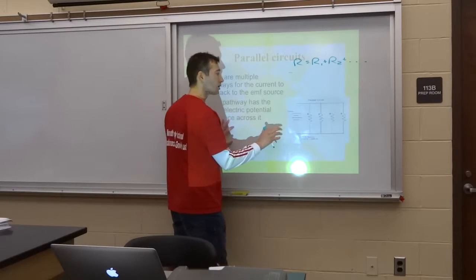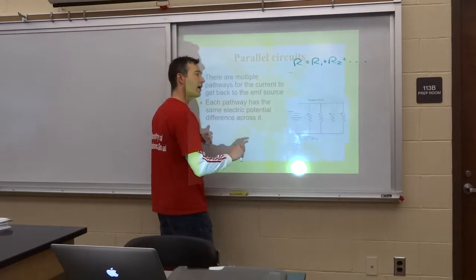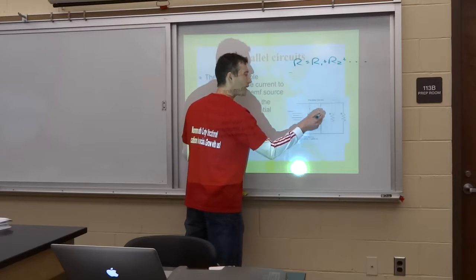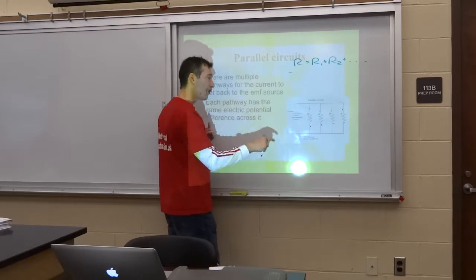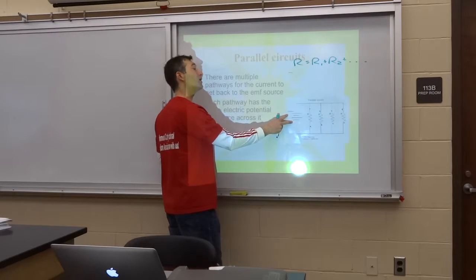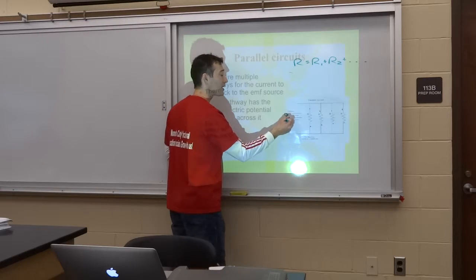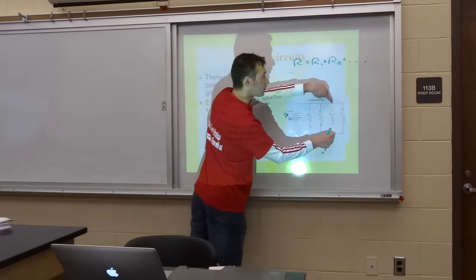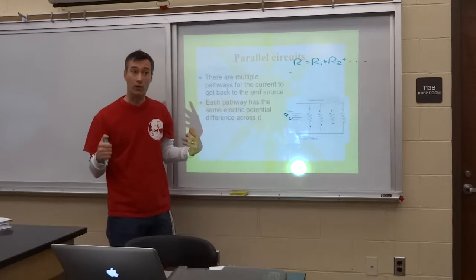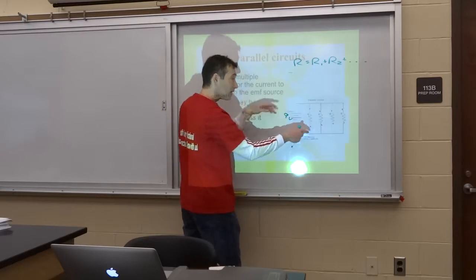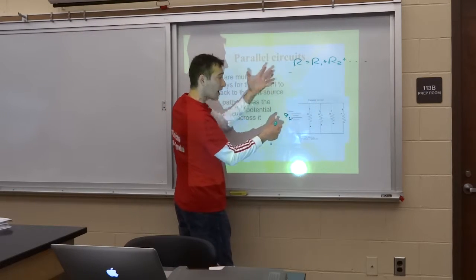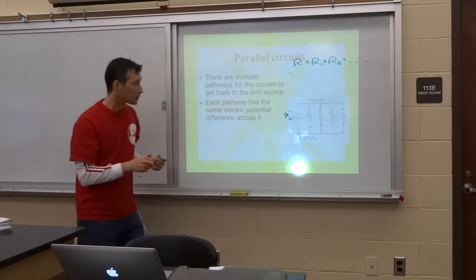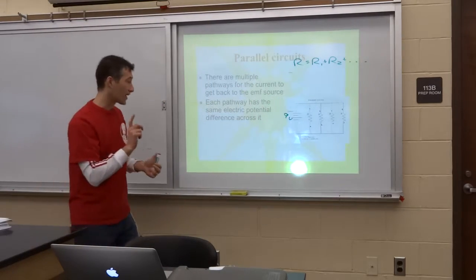In a parallel circuit, the current's going to be different everywhere, but each branch will get the full electric potential difference of the EMF source. So if this is a 9-volt battery, each of those 4 branches is going to get the full 9 volts, because really, we just have these separately connected to the power source. So the electric potential difference is the same for each branch.